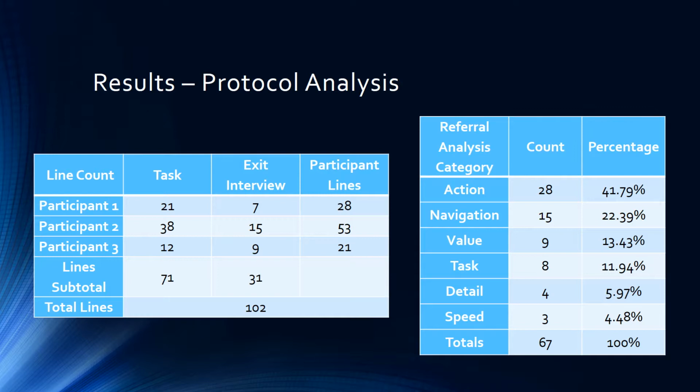Additionally, under referral analysis, which showed the biggest information, participants referred to action categories, navigation categories, and value categories as their top three referral categories, representing 77.61% of the line counts in this analysis.